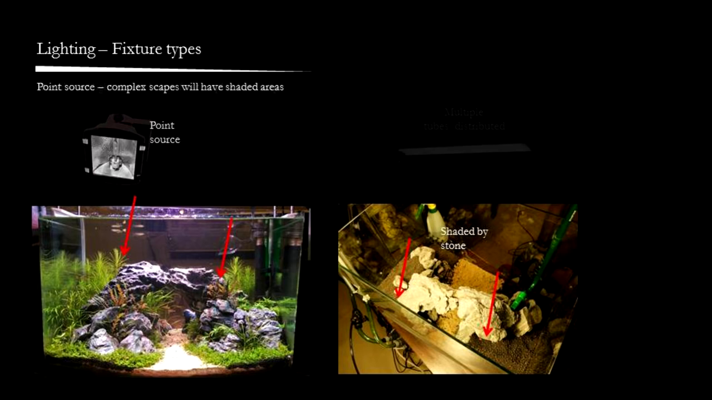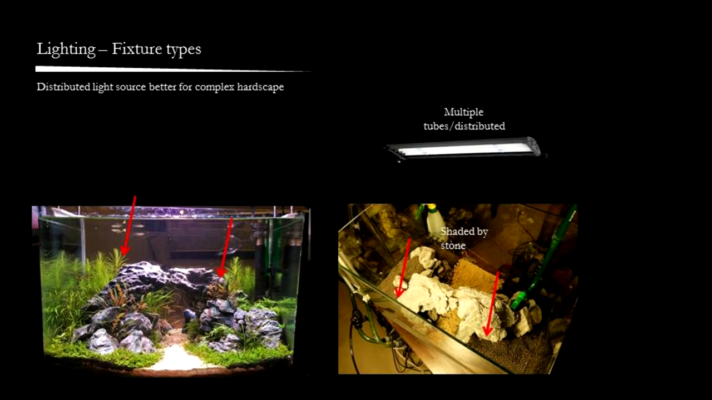In a tank design such as this, having a distributed source of light such as a T5 array or perhaps a couple of LED bars will be a better solution. While point sources of light generally have nice and sleek fixtures and give an attractive shimmer in the water when the light penetrates the tank, the general rule is if you have a complex hardscape where there are certain shaded areas that you want better coverage on, it may be better to use a distributed light source instead.